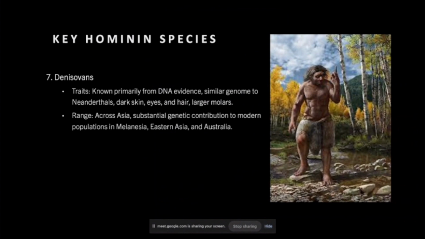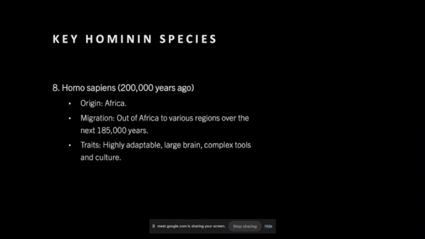Okay, so them having larger molars would suggest that their mastication became better, and maybe also at this stage they were eating more plants too. Okay, so where would you find these Denisovans? You'd find them in Melanesia, so basically Middle Asia, Eastern Asia, Australia, around those areas, but all across Asia essentially.